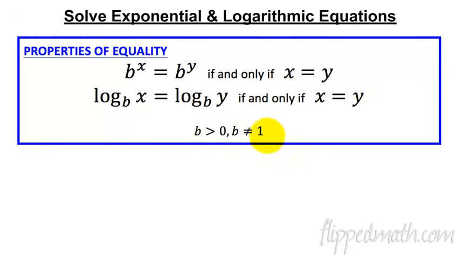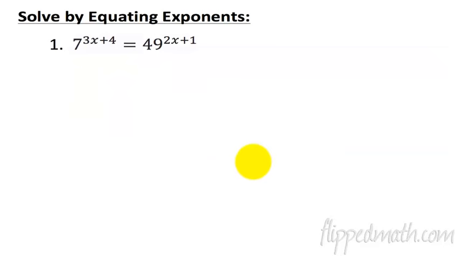These little conditions here state that the base has to be greater than 0 and it cannot equal 1, okay, or else this wouldn't work. But if the base is greater than 0 and it's not equal to 1, you can use this. So here's how we do it.